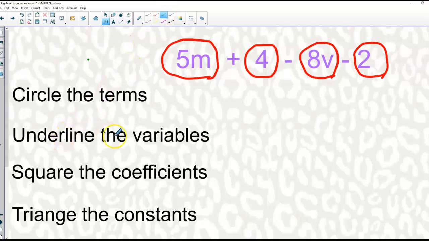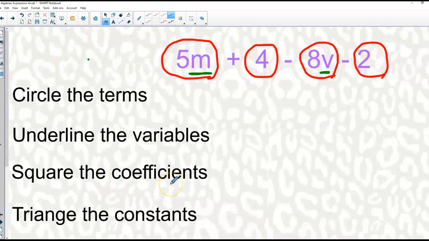Okay, now we're asked to underline the variables. Remember, a variable is usually a letter that stands for or represents a number. So if I'm underlining the m, the m is my variable, and so is the v. So those would be variables. And I think that's all. No, I don't see any other variables.